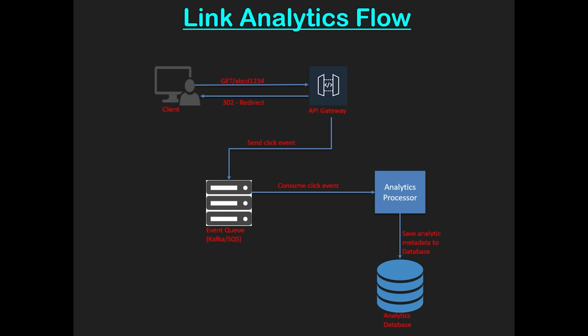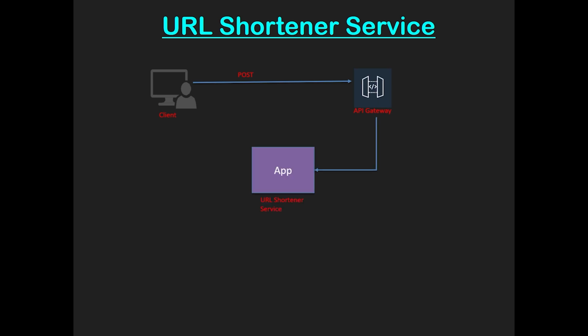So if you have to recap all three flows, the URL shortening flow, redirection flow, and analytics flow, let's see it quickly. Let's start with the URL shortening service. First, a POST endpoint hits our API gateway, then the gateway routes to the URL shortener service. Okay, we check the database for duplicates. If not found, generate a short ID using base 62, store the mapping in the database, and return the short URL.